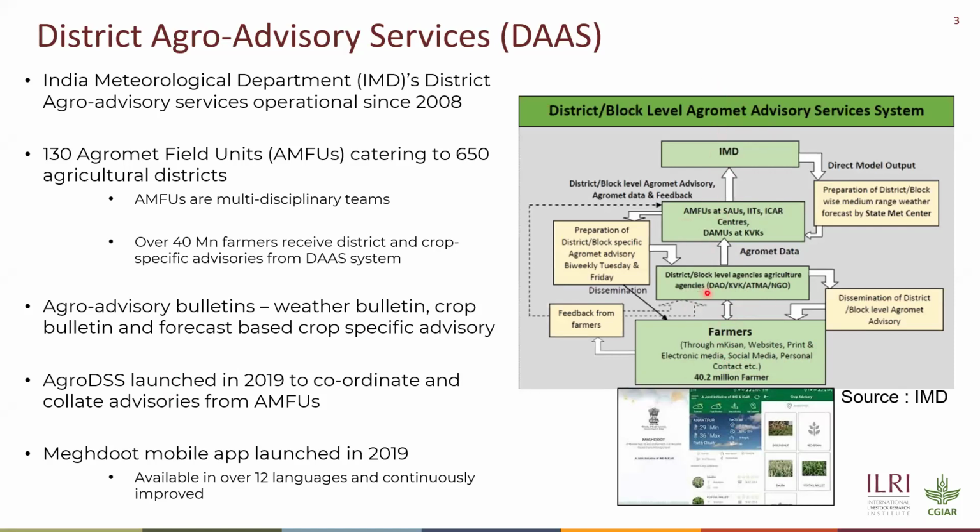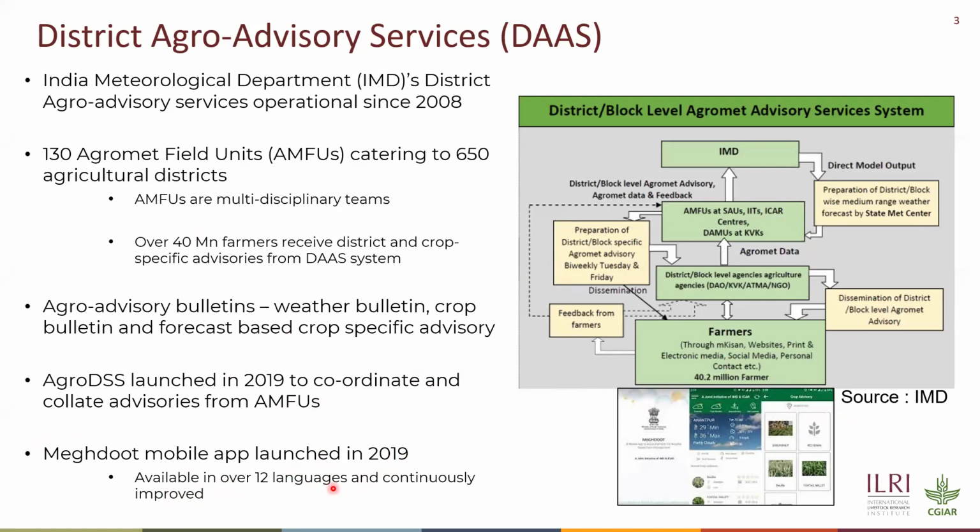In order to take advantage of digital platforms, what IMD did was it launched another platform called AgroDSS in 2019. And this platform was mainly meant to coordinate across the different 130 AMFUs in the country. And then while I was at ICRISAT, I had the opportunity to create an app called Meghdut. And this Meghdut app basically was launched in 2019. It is currently available in over 12 languages, and it is continuously being improved.